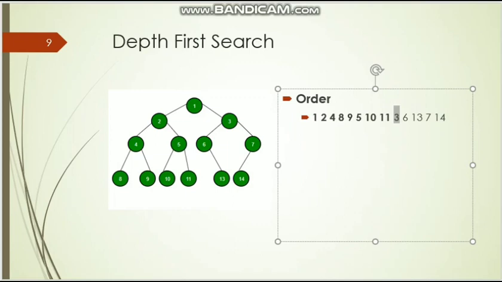Then from 6 we are selecting 13. No further nodes are there from 13, so we are coming back to 6. There are no other nodes there. Coming back to 3, the further node connected with 3 is 7, so we are selecting 7. And then at last we are selecting 14 from 7.